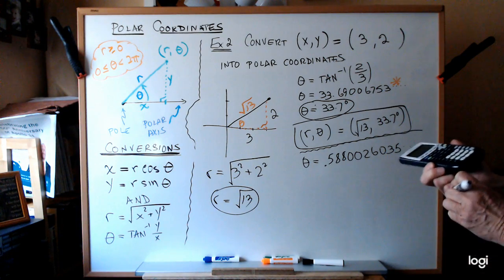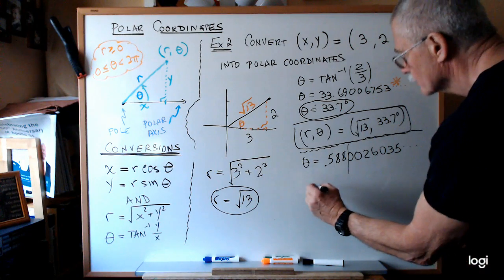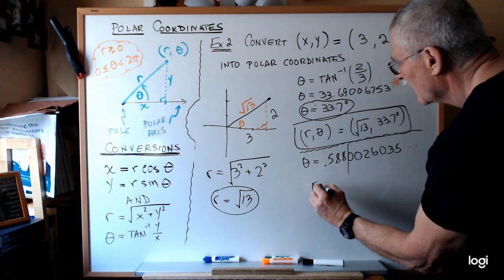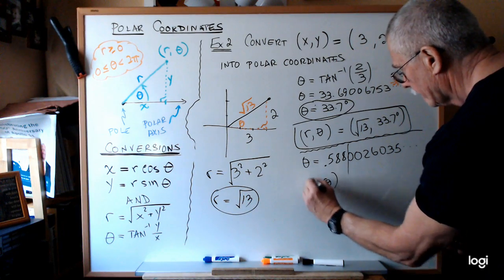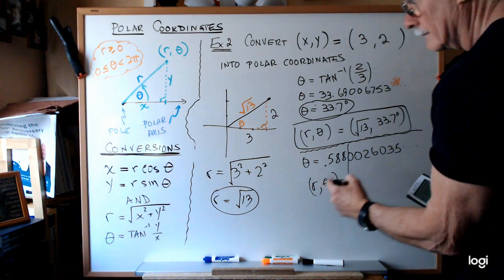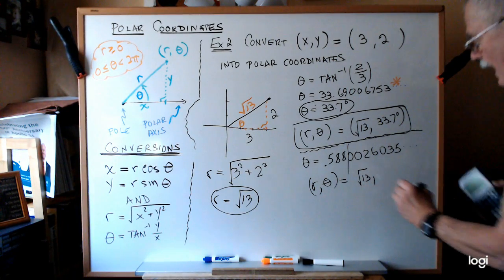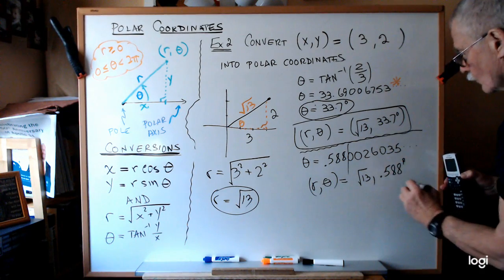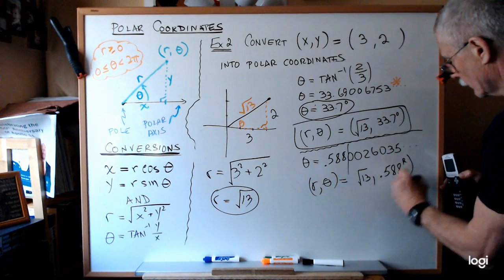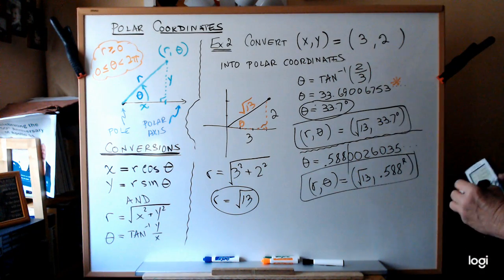So I guess the easiest to go here. I could have also said (r, theta) is, well, radical 13 is still the value of r, and now 0.588 in radians, a little r up there. So that would be an alternate way of giving the answer.